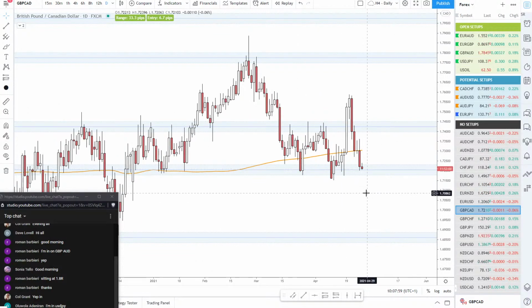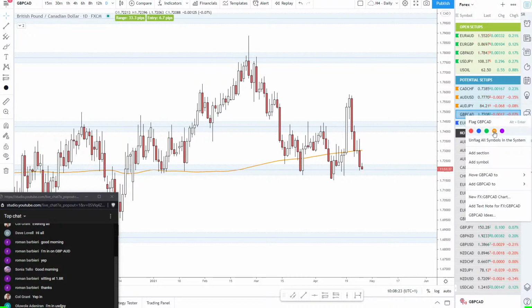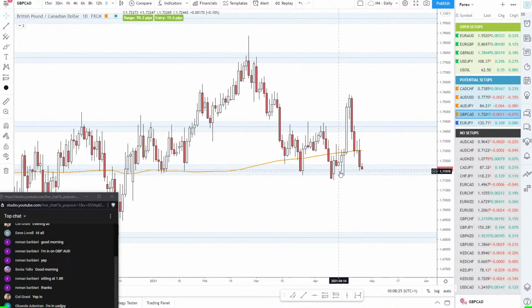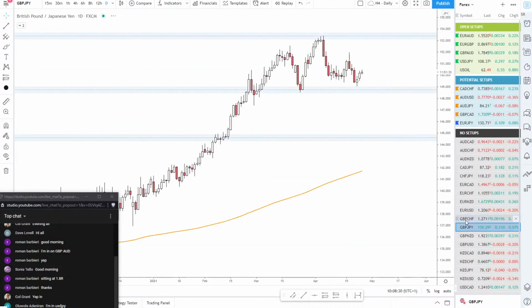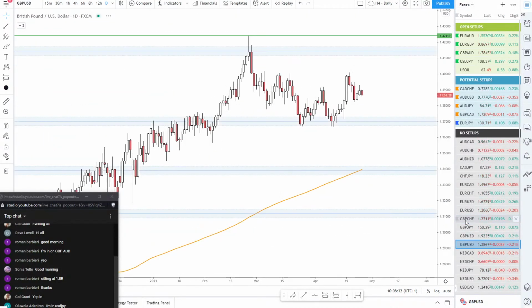GBPCAD has pushed down to support. It could be stalling out on support, but I do not like taking a setup here. It's a bit of a messy area. The 200 moving average is in the way. That being said, it's not an invalid setup at all. If it stalls out here, it is a valid long setup from the support area. I just don't really like it that much. I might still trade it. Just depends what it looks like at the time. So I'm just going to watch this one on the daily chart, see if we get a setup there. But yeah, like I said, I'm not crazy about it.